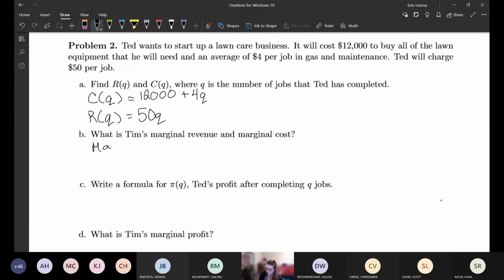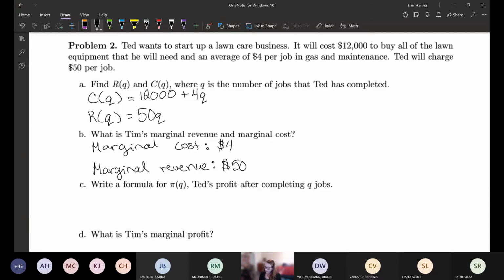So our marginal cost is our slope of our cost function. That was $4. And our marginal revenue will be $50, the slope of the revenue function. Essentially how much he's making per job. No, I should be careful with my wording. How much he's charging per job.